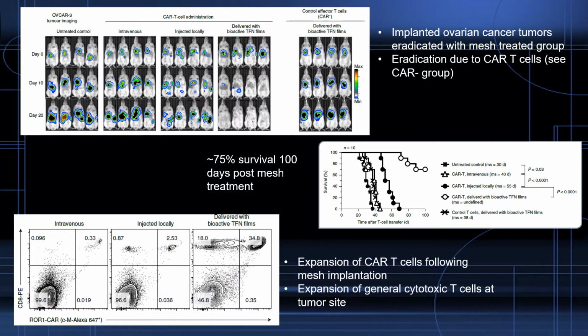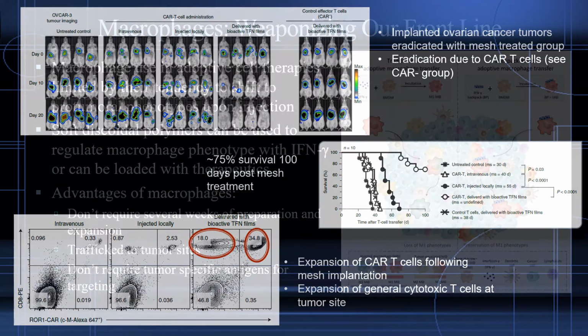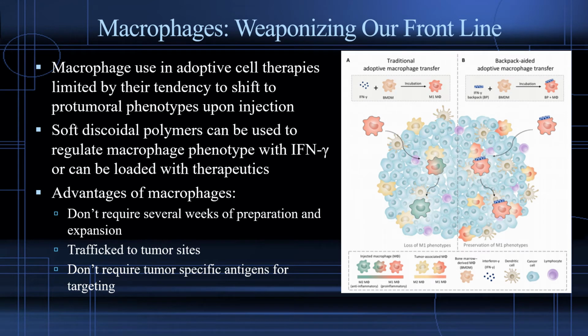And finally, they saw an expansion of both the CAR T cells and the general cytotoxic T cells at the tumor site following mesh implantation, which we see here, the 34.8%, these are the CAR T cells, and then this is general cytotoxic T cells, which you can see the increase from the other two treatments. So this is an example of a synthetic platform used to solve a problem with a form of immunotherapy. Our other platform, macrophages, which I get pretty excited about because I've done research with these.